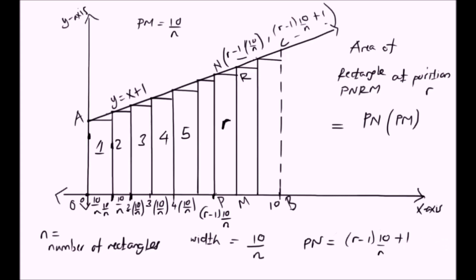So this one is Pn. So now let me just start a new page. Remember this rectangle PNMR? The area now of this rectangle PNMR, where R is the position, I have said is Pn, which is the length, times Pm, which is the width.